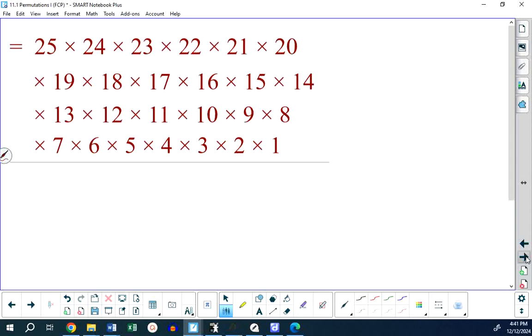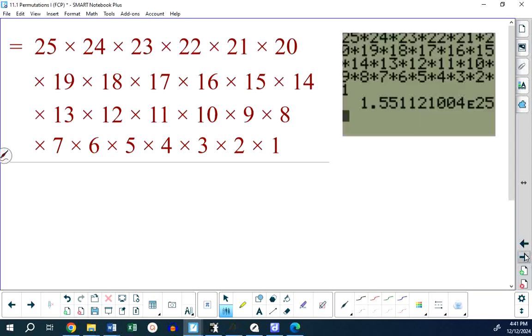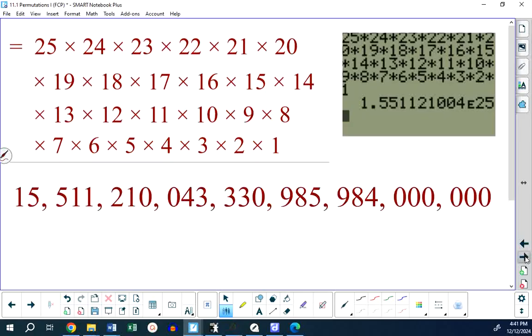And if you put that into your calculator it will spit out 1.5511210004 times 10 to the 25. And your calculator, of course, I think it only takes 10 decimal places in scientific notation, and then it doesn't show the remaining decimals. I put this into an Excel spreadsheet to see what the number actually is. And I have no idea how to pronounce that. It's 15 something, 511 something, on and on and on and on.